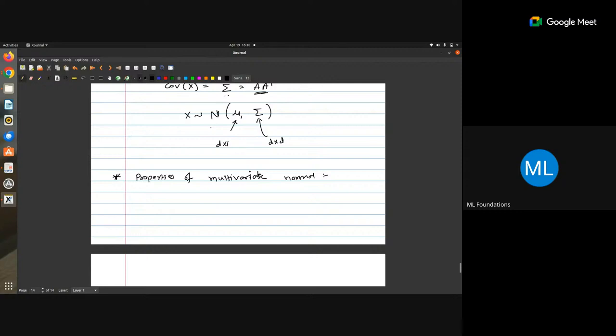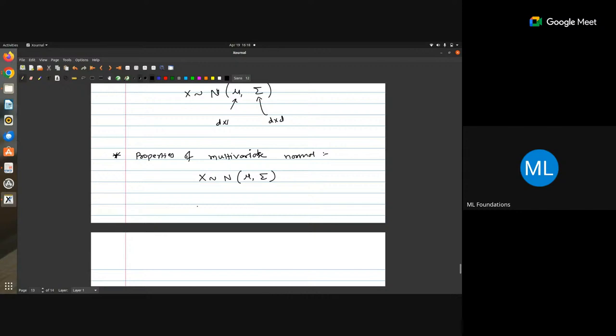Okay. So suppose x is normally distributed with mu and sigma. This is a multivariate normal variable. In that case, the first property is, suppose y is equal to a transpose x. This is a new random variable y, which is a function of this multivariate normal x. And what is a here? A is a constant vector.